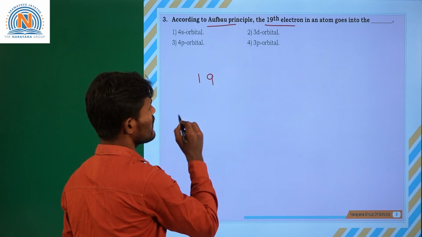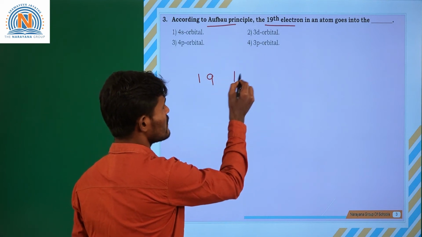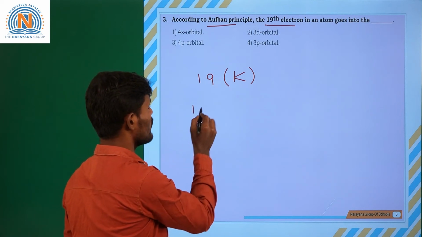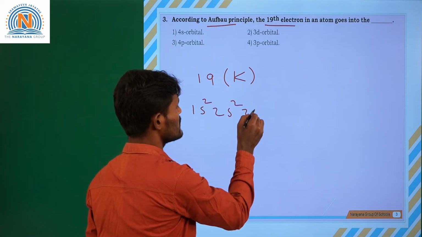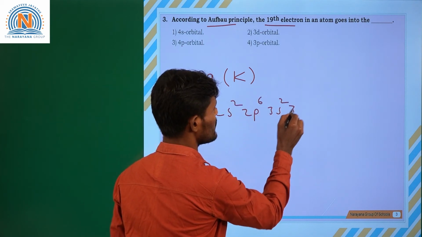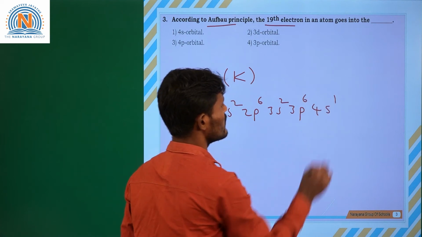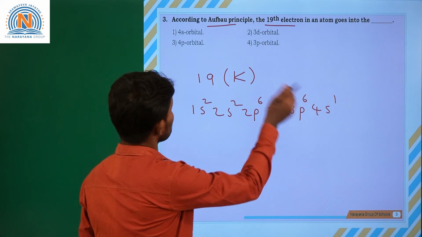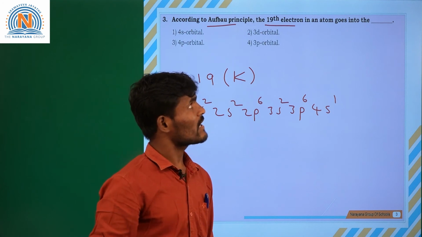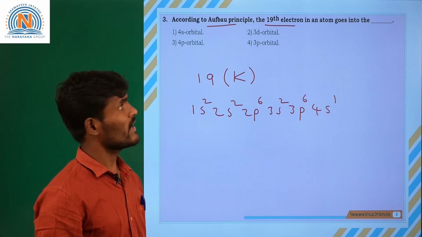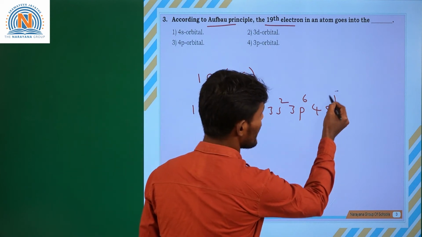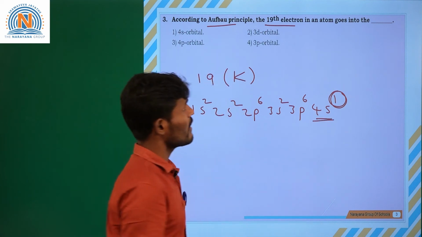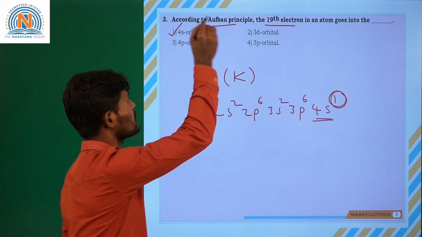With atomic number 19, what is the element? That is potassium. So can you write the electronic configuration? Yes, 1s2, 2s2, 2p6, 3s2, 3p6, 4s1. This is the electronic configuration of the potassium atom. See here, the 19th electron entered into which orbital? The 4s orbital. So the answer is the first option.